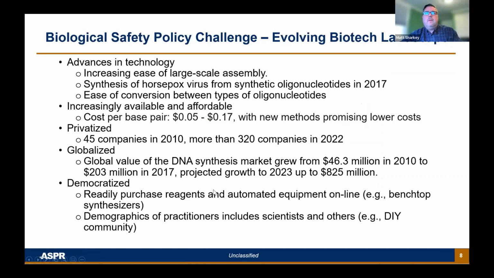Of course, there are other changes in the biotech landscape that we wanted to address and mitigate risks associated with in any revision to this guidance. The increasing ease of large-scale assembly, increasing ease of conversion between different types of oligonucleotides. Cost of synthesis is going down. There are way more companies producing these materials in 2022 than there were in 2010. The market is expanding rapidly. And then there are completely new risks, such as benchtop synthesizers and an emerging DIY community.